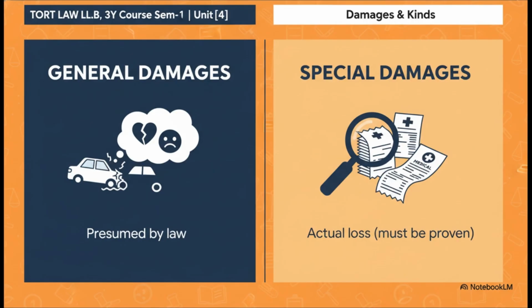First, general damages, which are presumed by law to be the direct and natural consequence of the defendant's wrongful act. Second, special damages, which are not presumed by law. These represent the specific and quantifiable losses that must be specially pleaded and rigorously proved by the plaintiff.